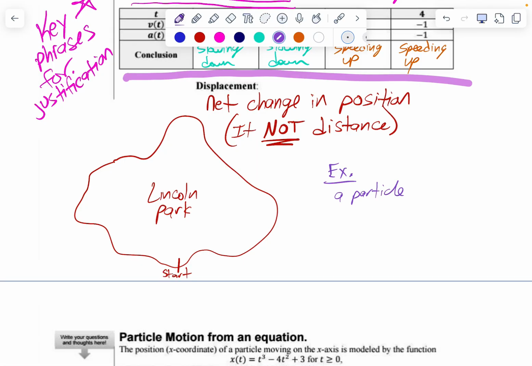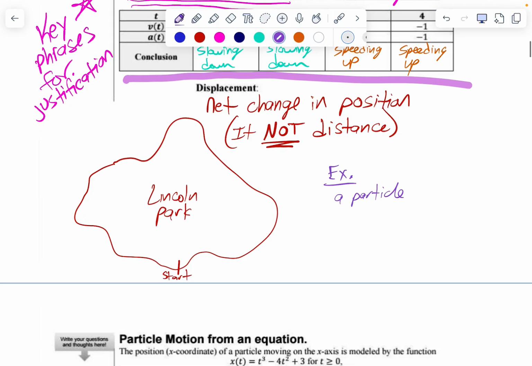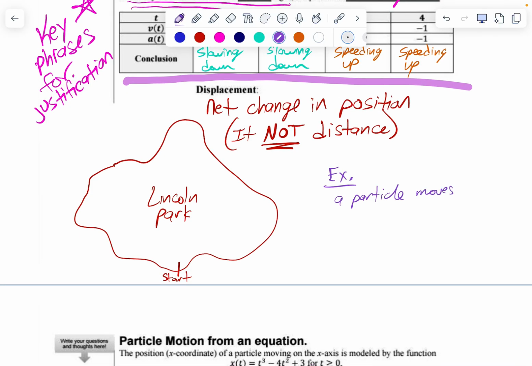So let's talk about a particle, our favorite boring little thing. It moves left 200 and then right 75. What's its displacement? Negative 125. Yep, negative 125.